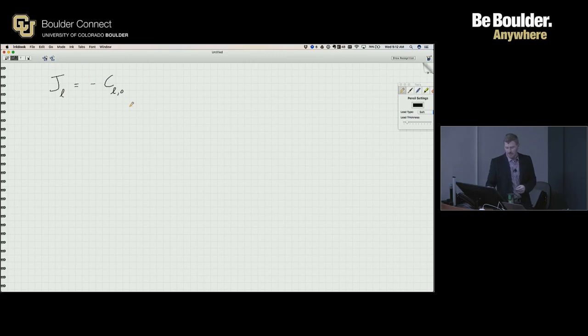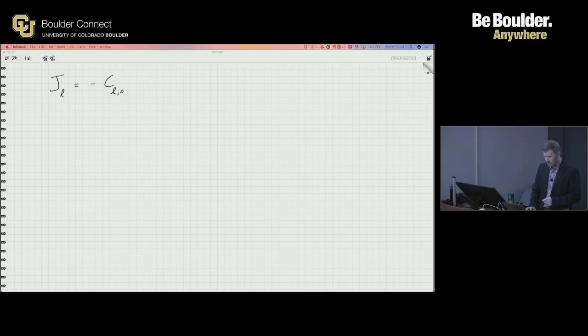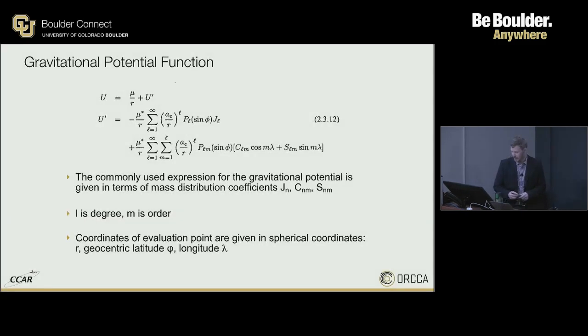Okay? So this is just a historical notation. So when we come back over here and look at this, sometimes you'll see this written, right here we have U prime written with two terms, right? There's the first term, which is just the effect of the zonal harmonics. And then there's the second term, which is all the tesseral and sectoral harmonics, okay, which is these other terms, right?